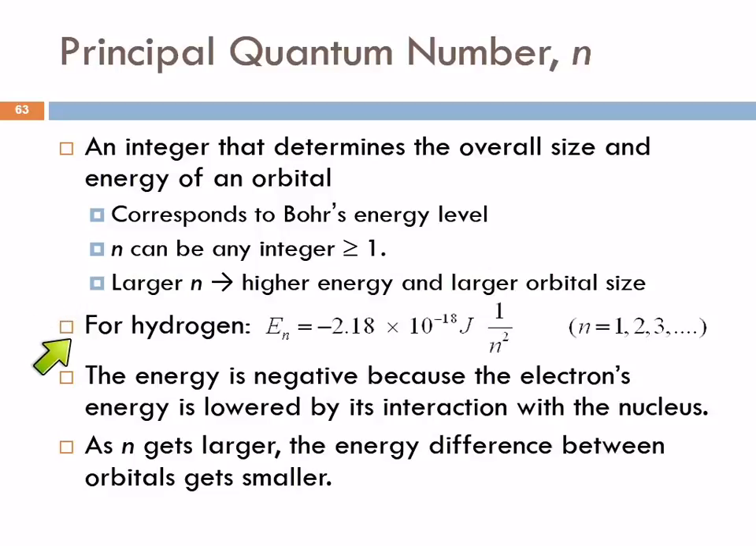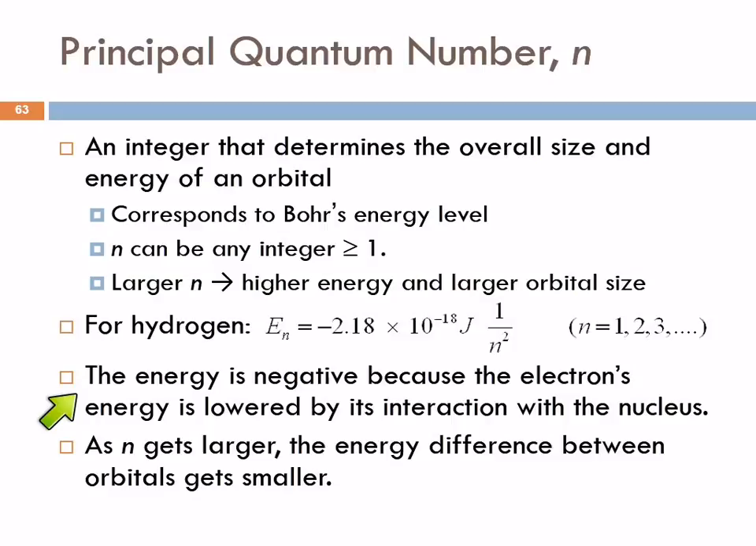For hydrogen, we have this nice simple relationship. The energy of a particular electron is equal to minus 2.18 times 10 to the minus 18th joules times 1 over n squared. So if n equals 1, the energy of an electron with this principal quantum number of 1 is minus 2.18 times 10 to the minus 18 joules. That's for hydrogen, yes. It gets more complicated for the others, but it still works.